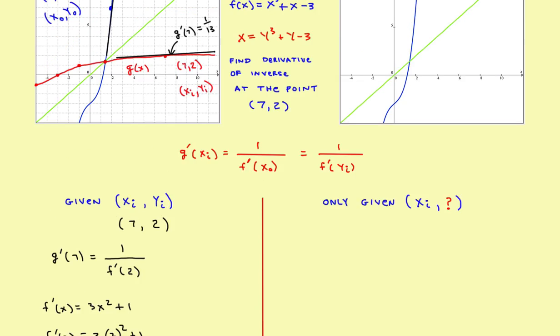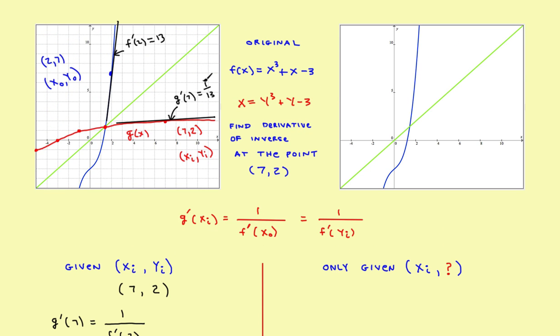And again, let's go back up and take a look at it. That's what you're actually solving for. So in the problem, when it said find the derivative of the inverse at this point, that was the actual answer to the problem right there. And you found it by finding the slope of the original, then taking the inverse, and you got it.